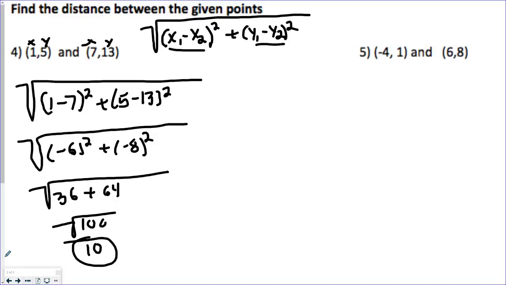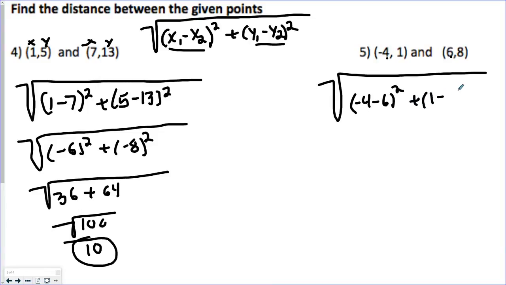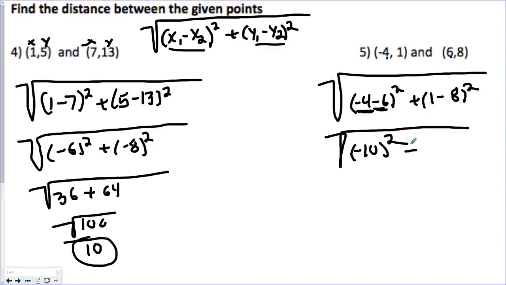So it's not a really difficult one, but it is kind of a lot of pieces that you have to keep in mind there. Let's do number 5 here. Take away your x's first. Negative 4 and 6 are my x's. So negative 4 minus 6 squared plus 1 minus 8 squared. Again, parentheses first. Negative 4 minus 6, so I lose 4 and then I lose 6 more. It's negative 10 squared plus, and then 1 minus 8 is negative 7 squared.